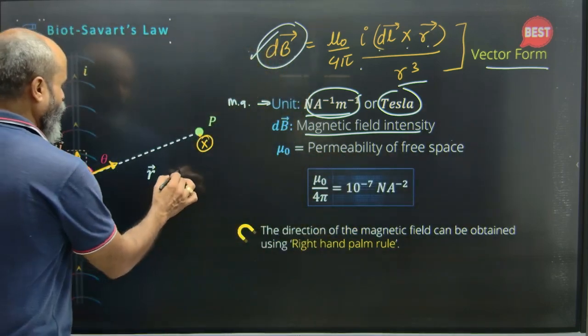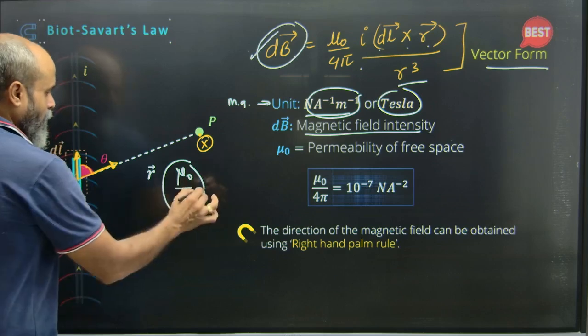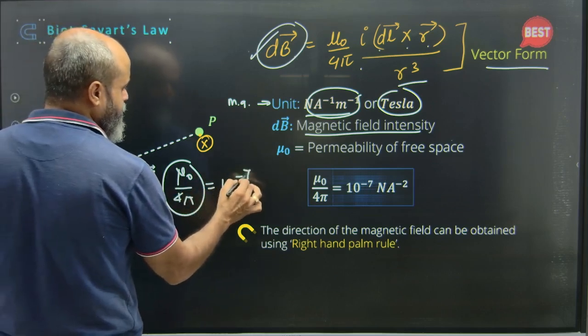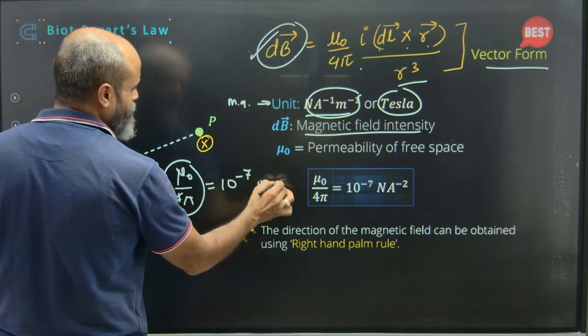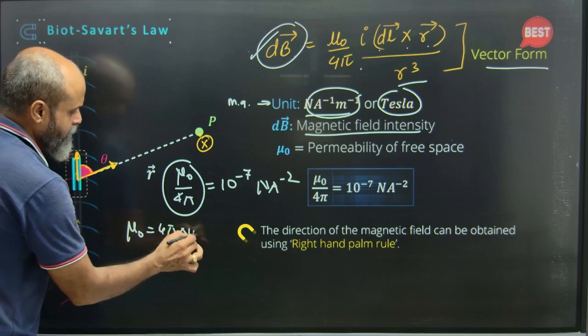We always have to ensure that in all our numericals, we keep it this way, because this is going to directly give us 10 raised to minus 7 Newton per ampere square. Or we can say mu naught is equal to 4 pi into 10 raised to minus 7.